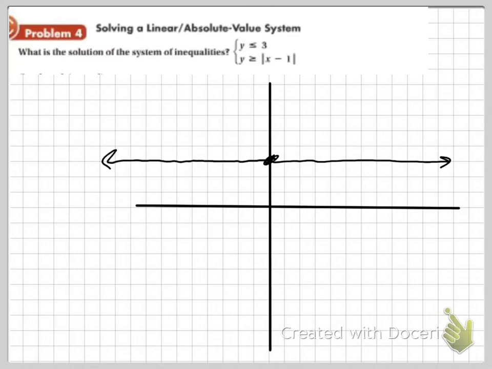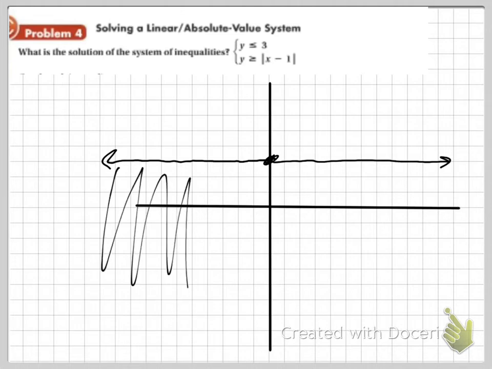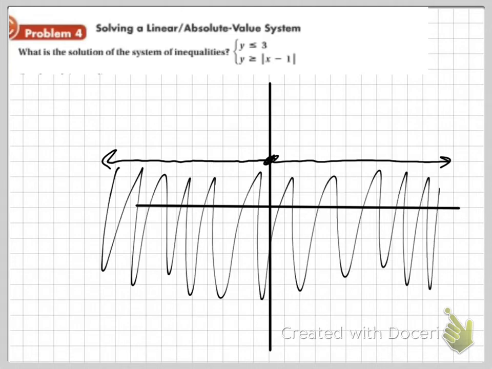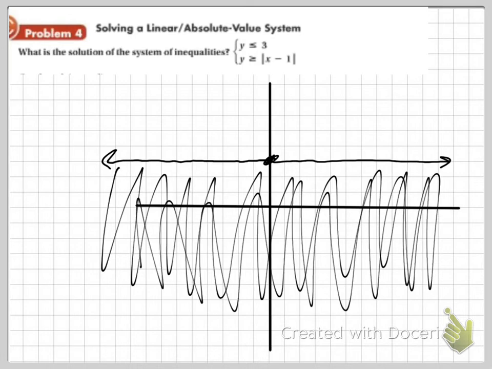Well, where is that shaded? Less than is below it, so I'm going to shade below. Okay, that's all of the answers to that one. Now let's graph this one. We'll do it in red as well, like we did the last one. My vertex for this one is 1, 0.